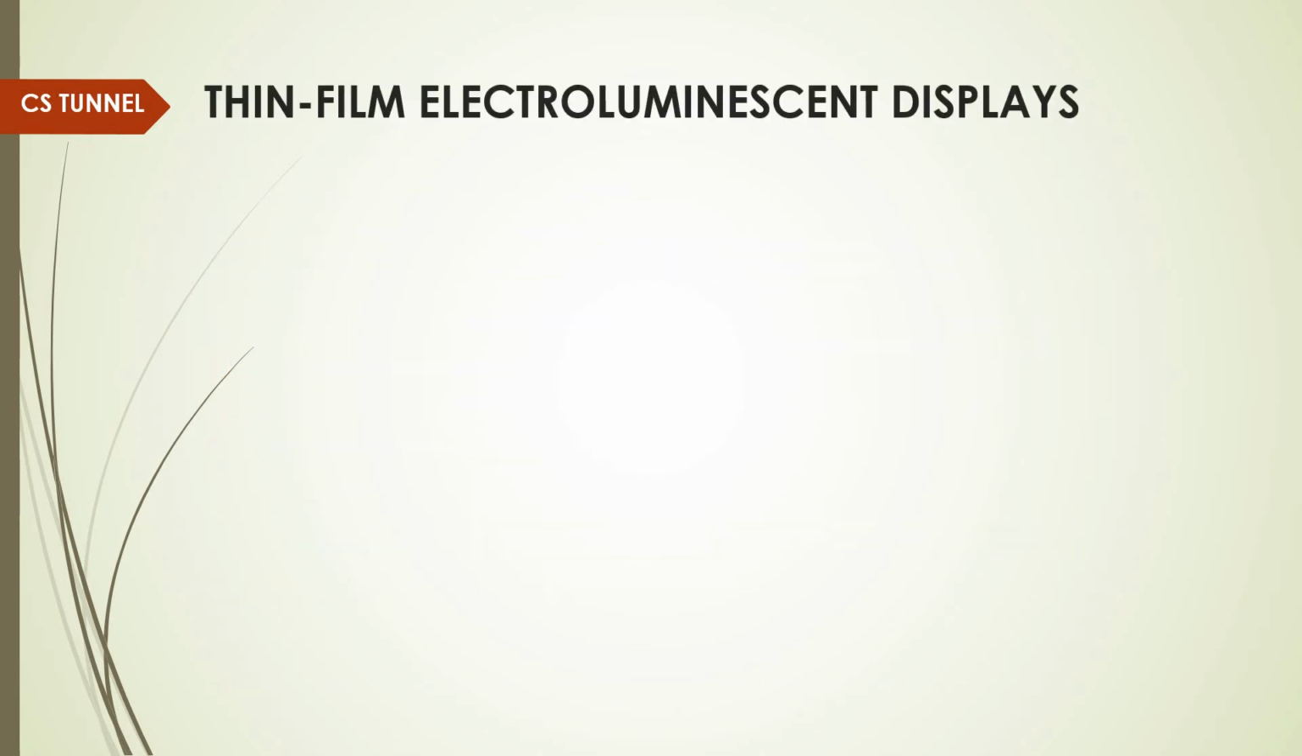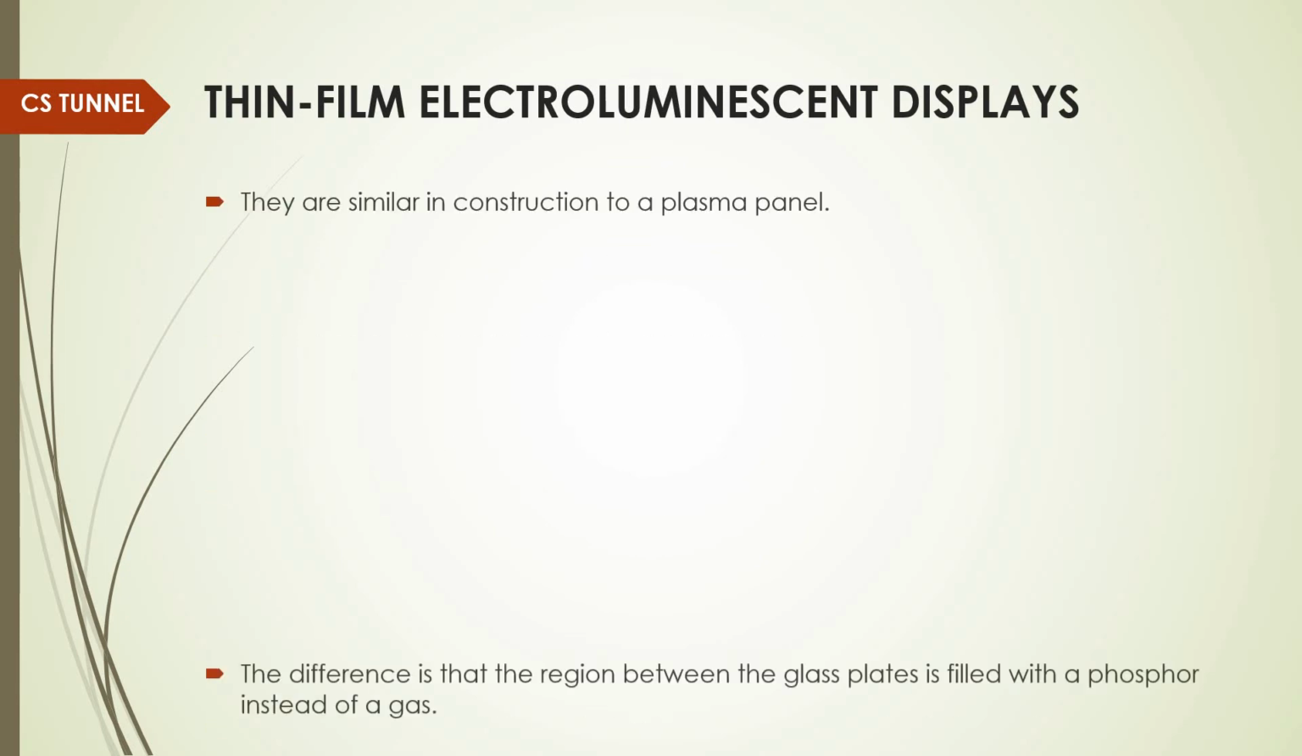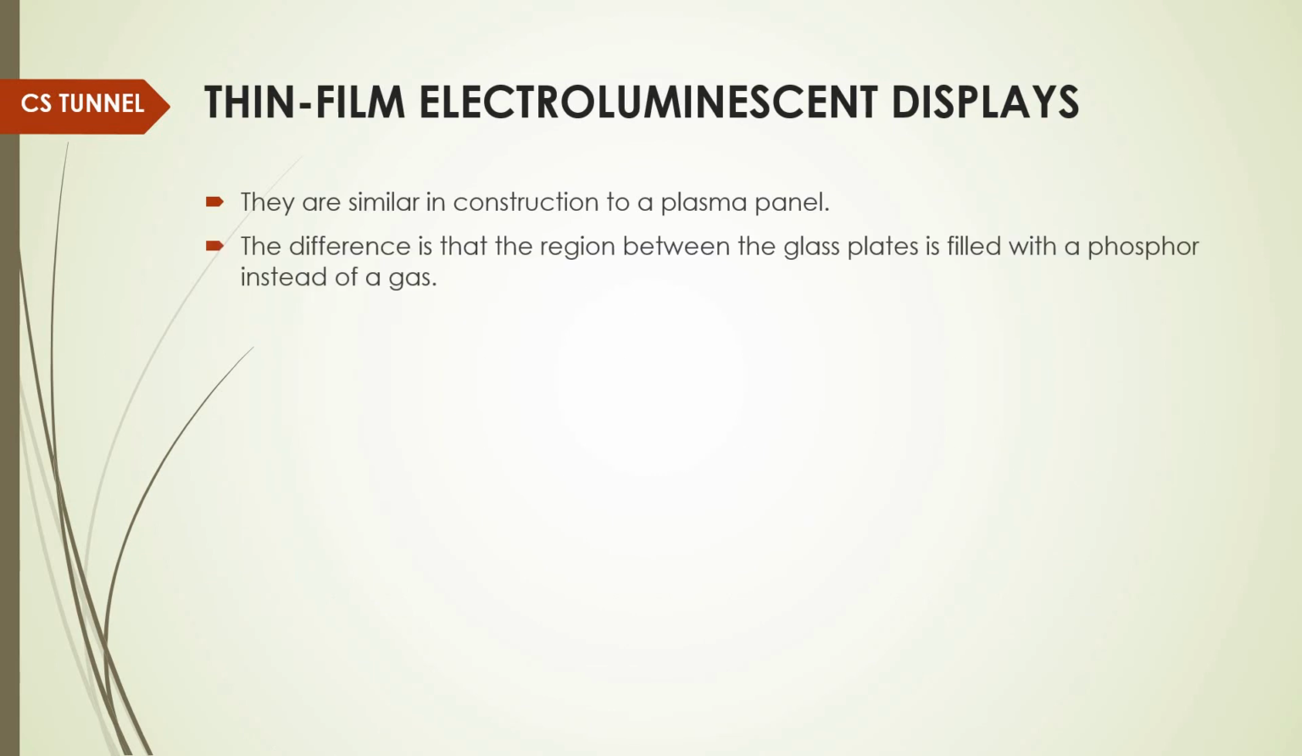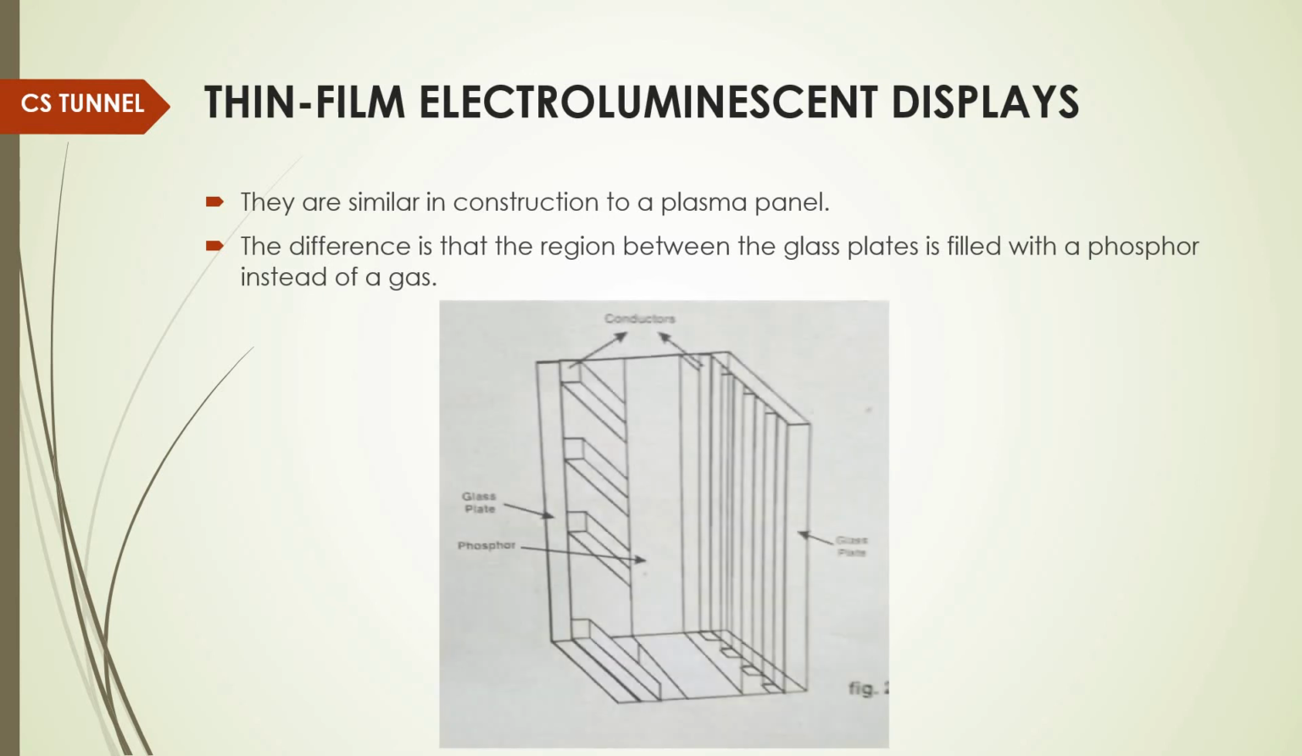Now moving on to the next display device, thin film electroluminescent displays. They are similar in construction to a plasma panel. The difference is that the region between the glass plates is filled with a phosphor instead of a gas. As you can see in this diagram, the gas is replaced by the phosphor between the set of glass plates and the set of conductors.